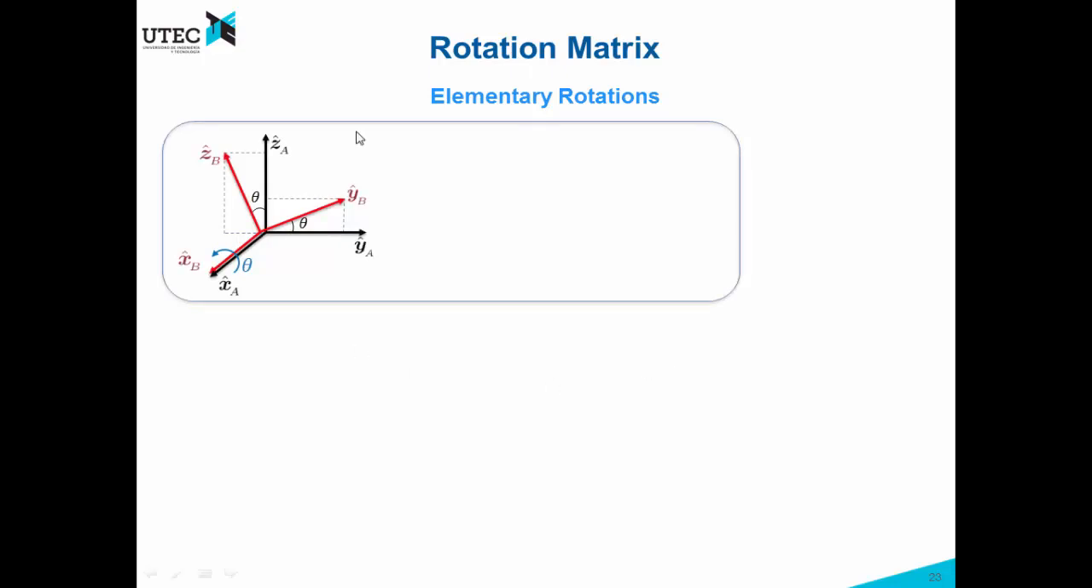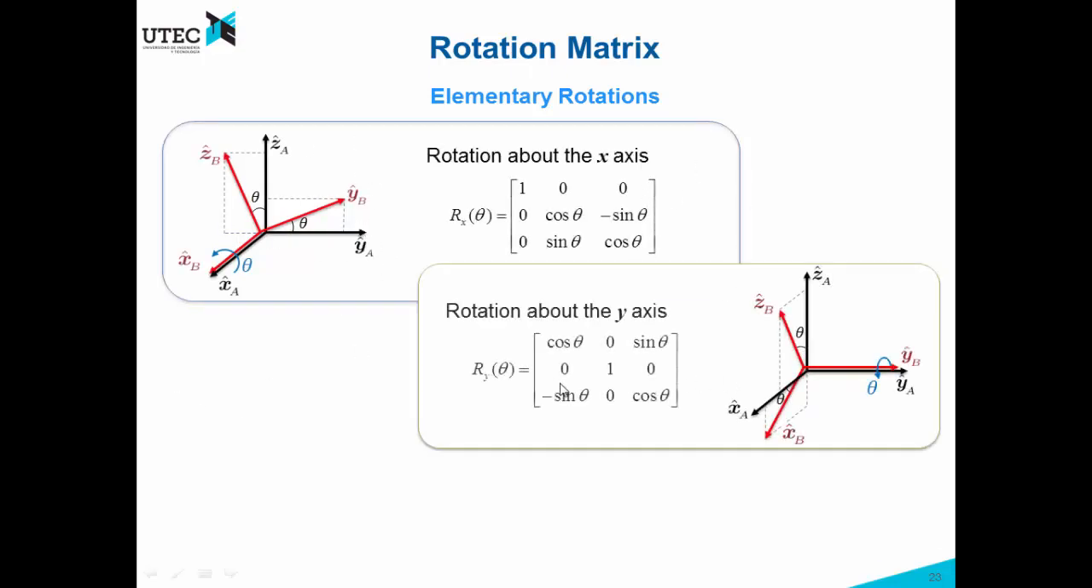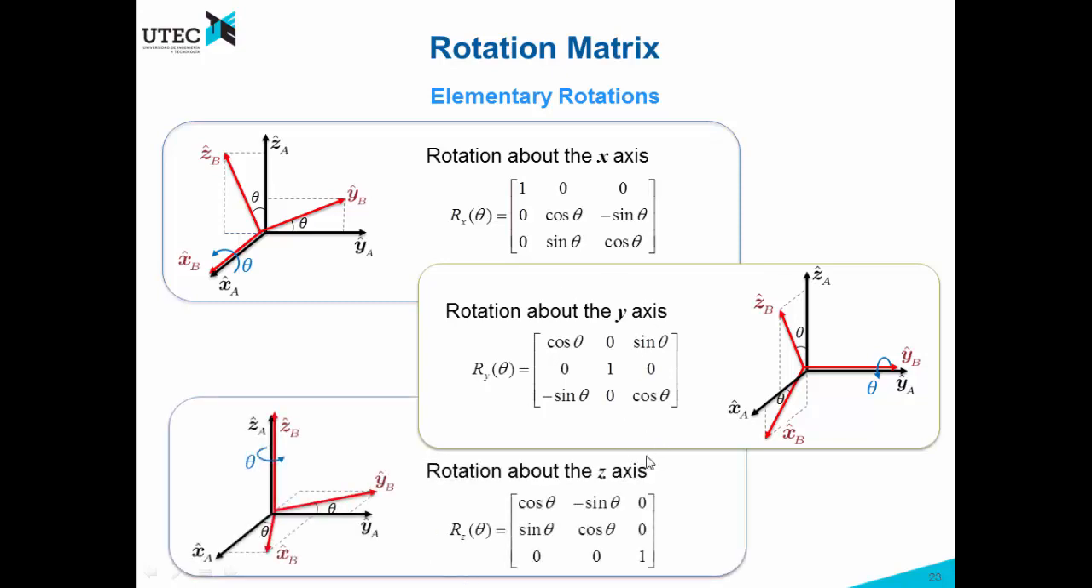Some elementary rotations are the following. This is about the X-axis, this is about the Y-axis, and this is about the Z-axis. We have in one example derived this expression. We can do the same for both of these expressions as well. These three matrices are very useful when dealing with rotations.